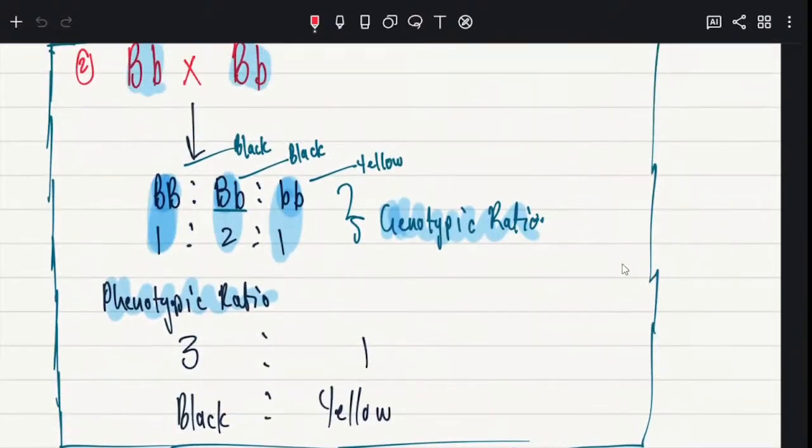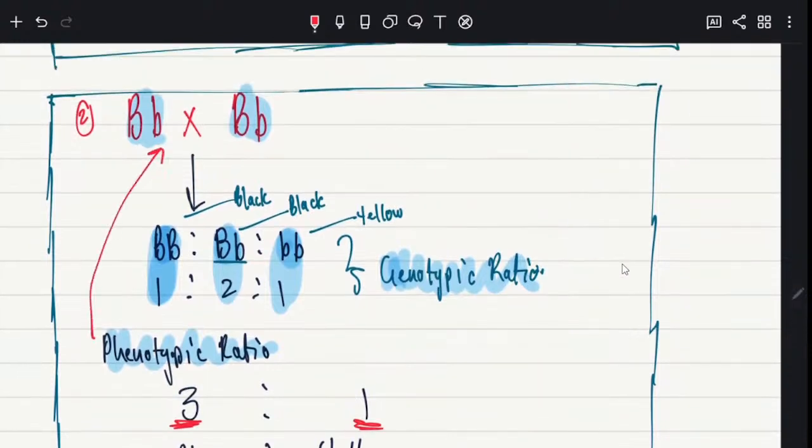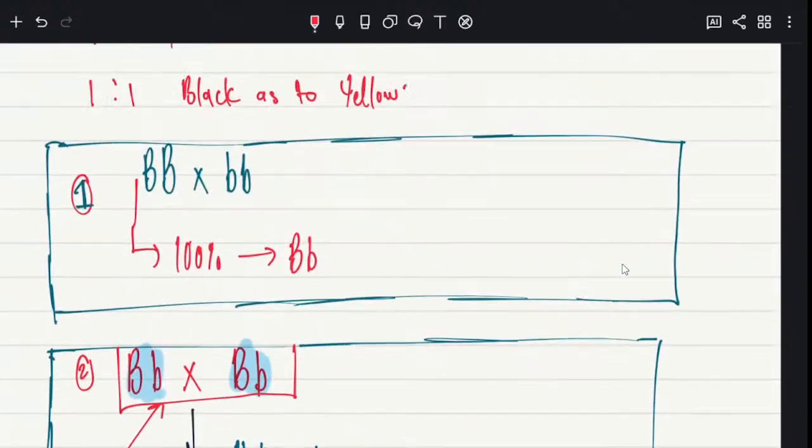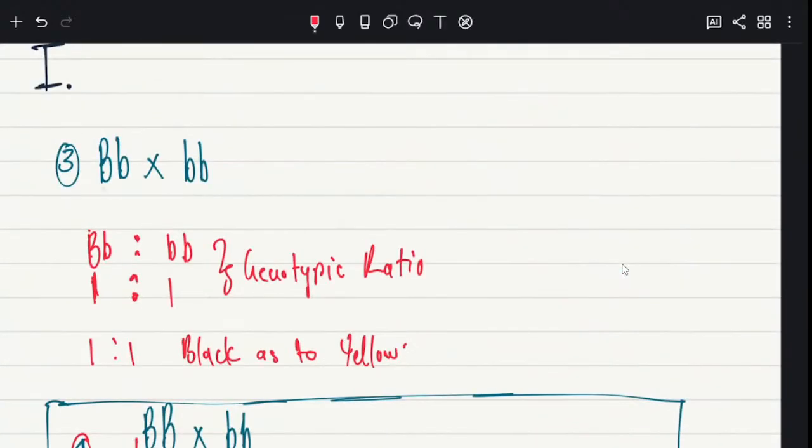You know that if you have a 3:1 phenotypic ratio, you know what the parents were. These are the parents. They were heterozygotes. If you get 1:1, these are the parents, so they are checking if you know that. If the ratio is 1:1, these are the parents you crossed.